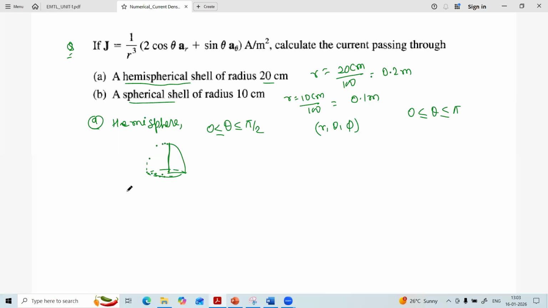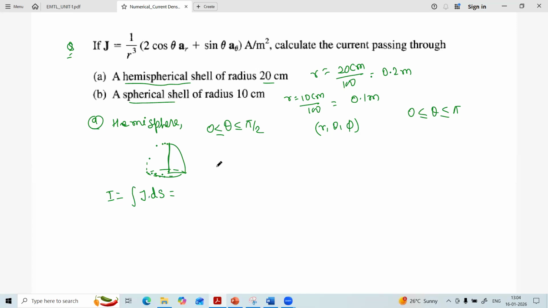We have to find the current. So current is the integral of J dot ds. In the case of spherical coordinates, here it is a sphere, so the current density will be radially outwards, and the area vector will also be radially outwards. Finally, we can do the integration by substituting the value of the differential surface area.